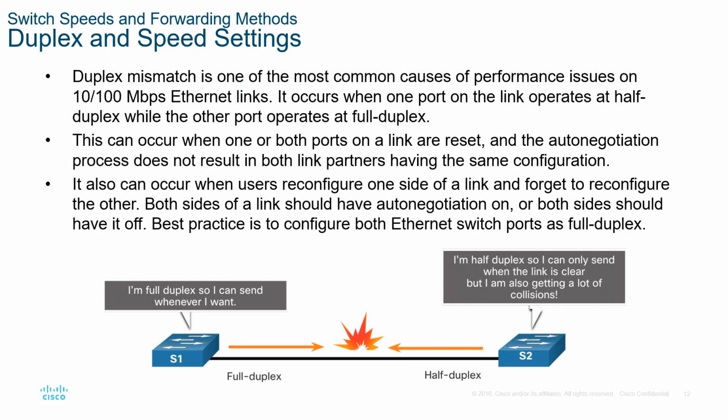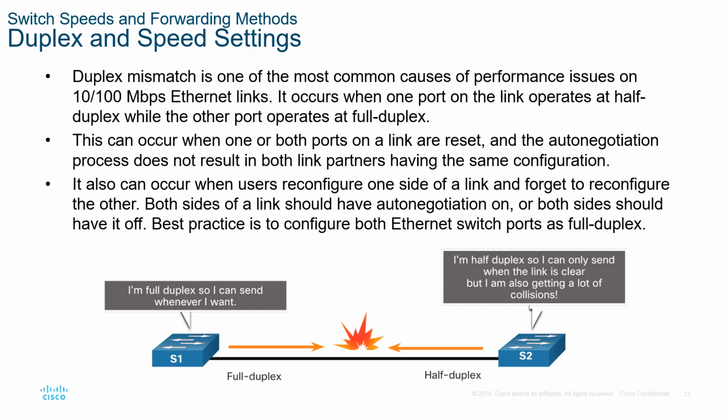Duplex mismatch occurs when one or both ports on a link are reset and the auto negotiation process does not result in both link partners having the same configuration. It can also occur when a user reconfigures one side of a link and forgets to reconfigure the other.